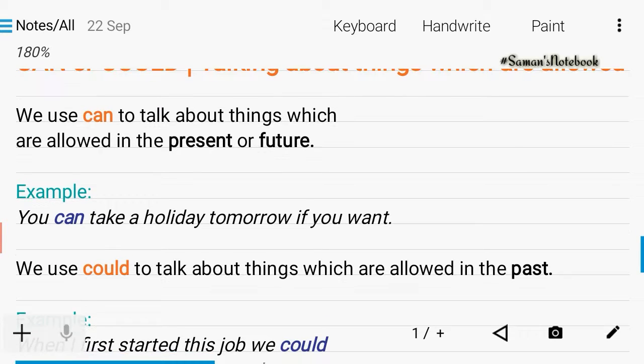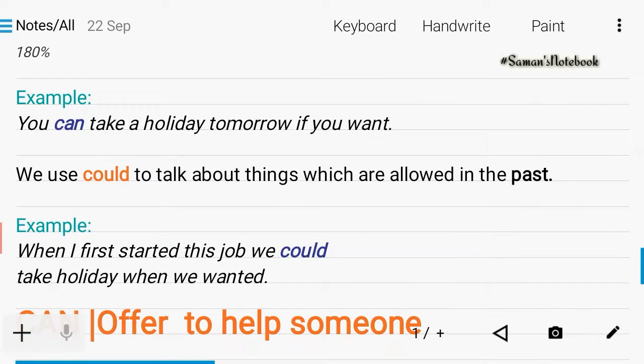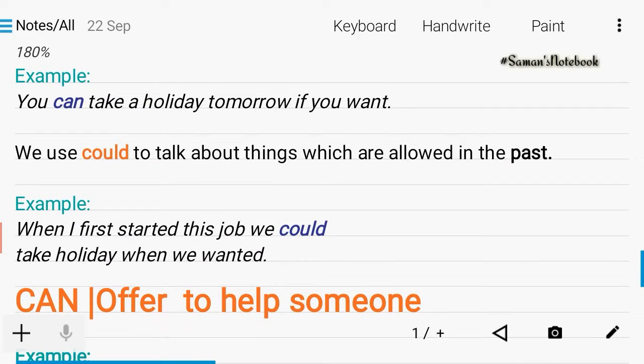Whereas, we use could to talk about things which are allowed in the past. For example, when I first started this job, we could take holiday when we wanted.